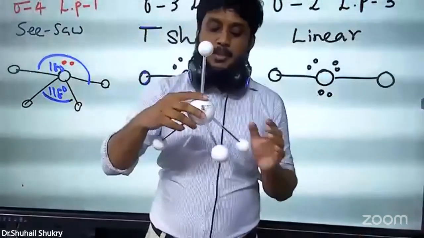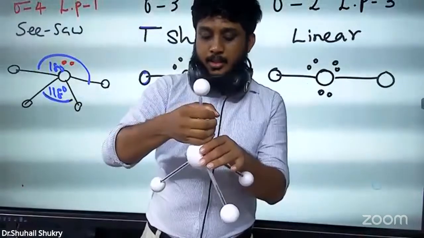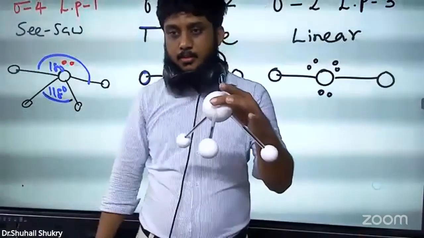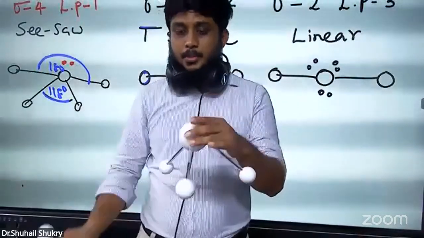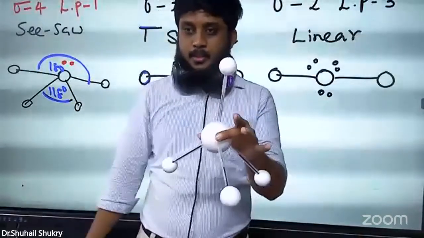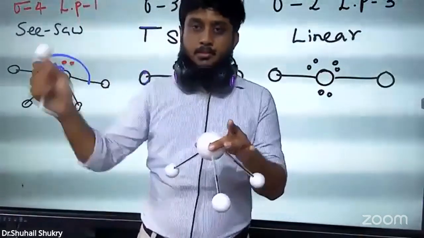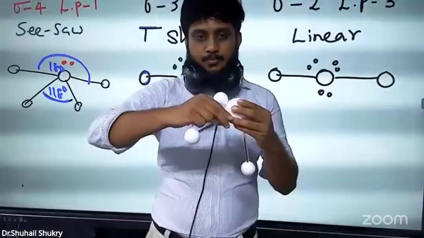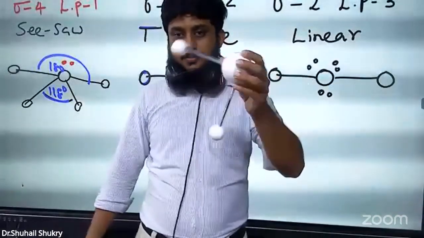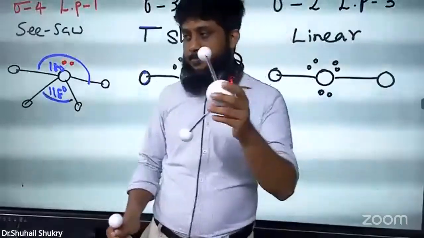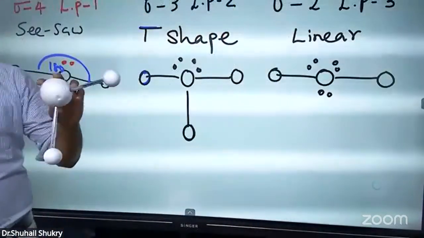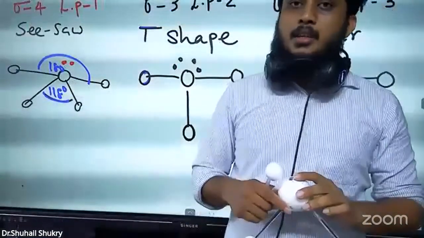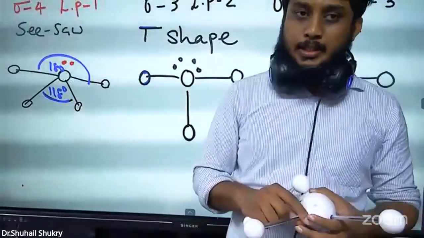What is this shape? Tetrahedral. From tetrahedral, if I remove one, it will be pyramidal. This is tetrahedral. This is pyramidal. That part is okay. And if I remove one more, this becomes angular, bent shape, or V shape. Those things are clear. Online students also can understand. Then we have to go for six sigma bonds.